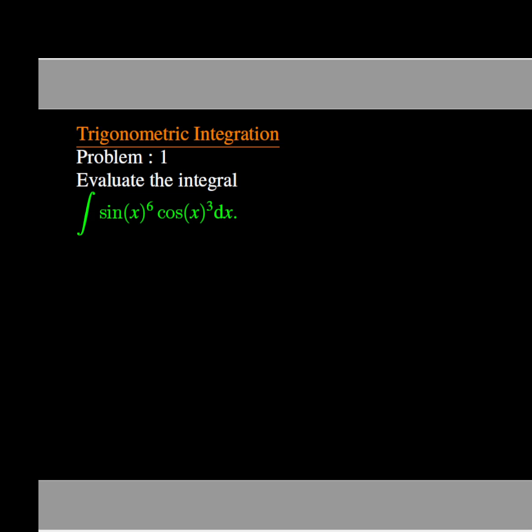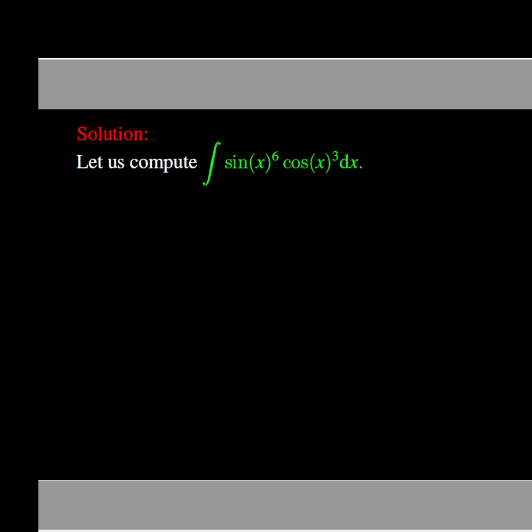In this problem 1, we are asked to find the antiderivative of the function sine of x to the power 6 times cosine of x to the power 3. Let us compute the integral of sine of x to the power 6 times cosine of x to the power 3. This function is a product of powers of sine and cosine functions.